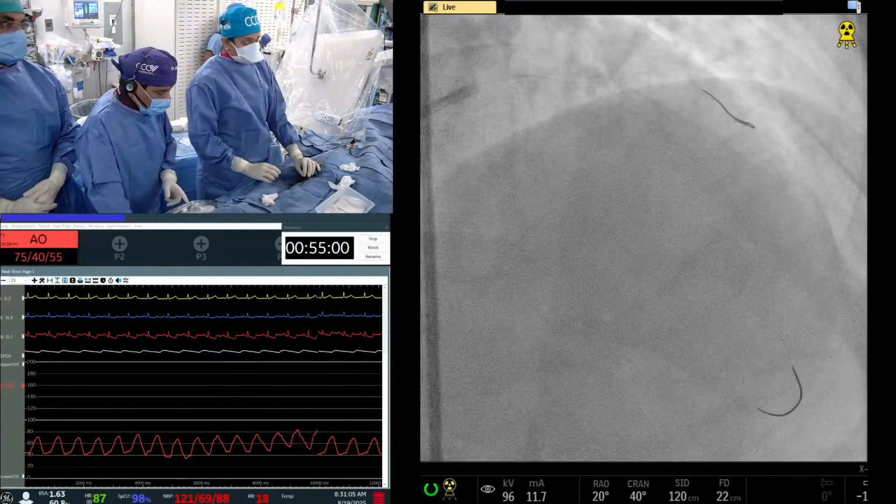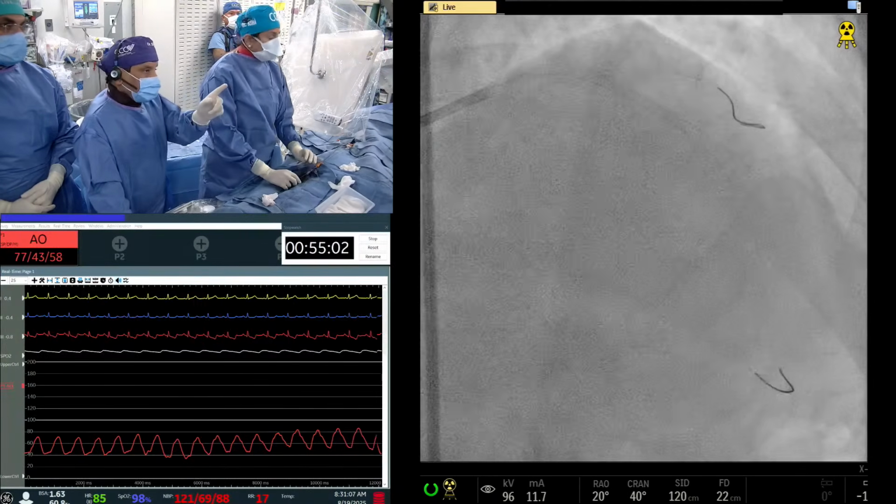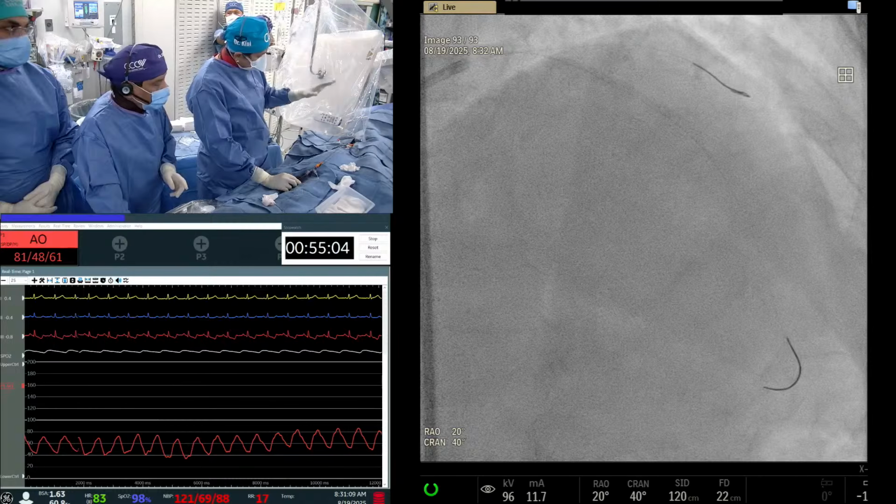Now we have to change it to a mini crush. See that again? At 12 o'clock, that's what I meant.